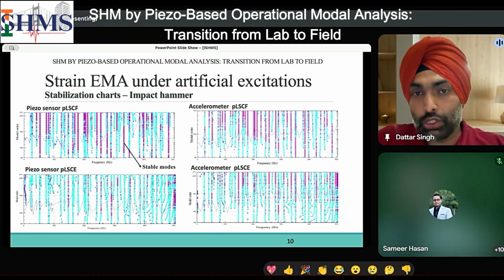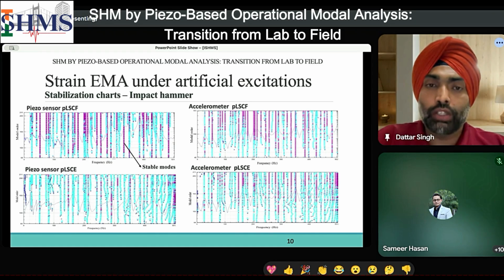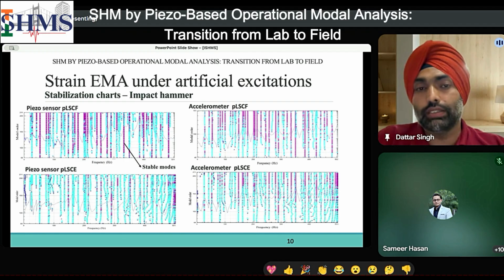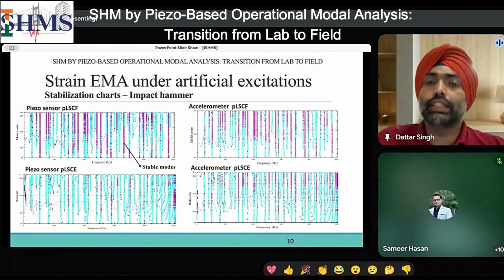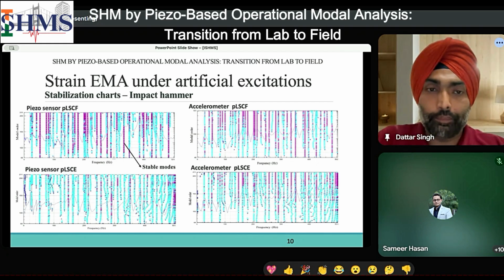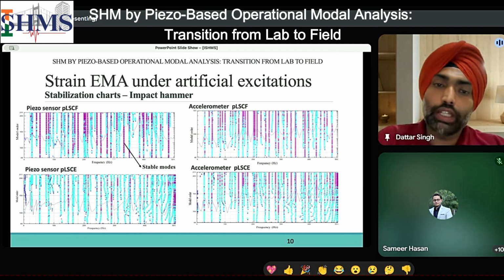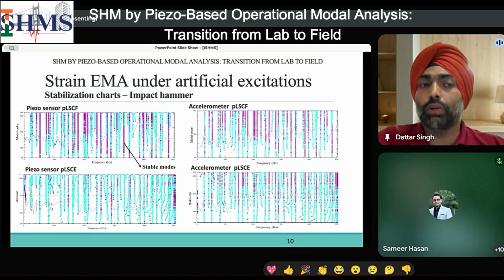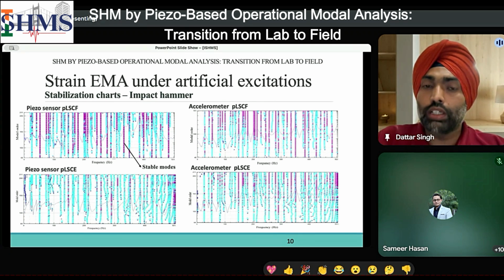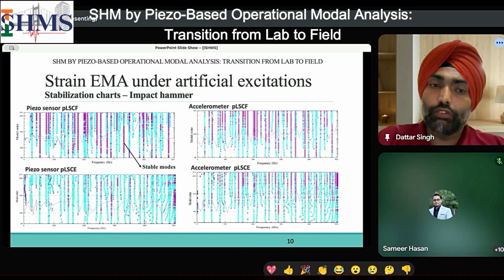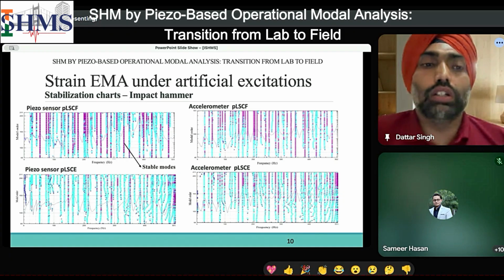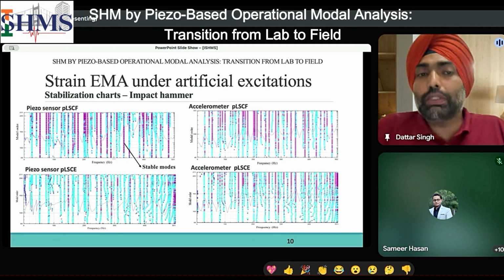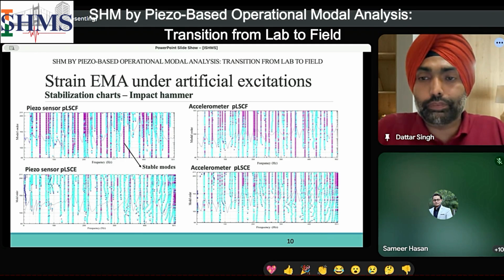We can set a threshold for a mode to be stable if the difference between the particular mode in corresponding modal orders is less than a specific percentage. And for this study, it was kept as 5%. So let's say for a single mode in two consecutive modal orders, if the difference is less than 5%, it would be identified as a stable mode. In that scenario, the stabilization charts help us differentiate between the stable and unstable modes.